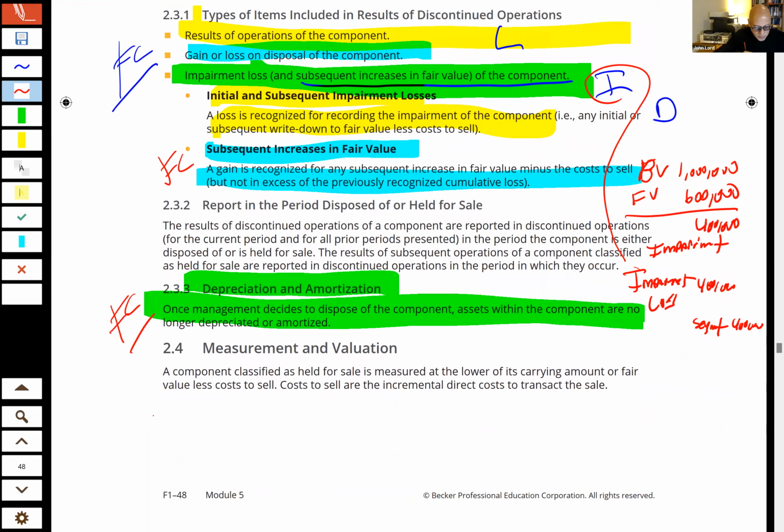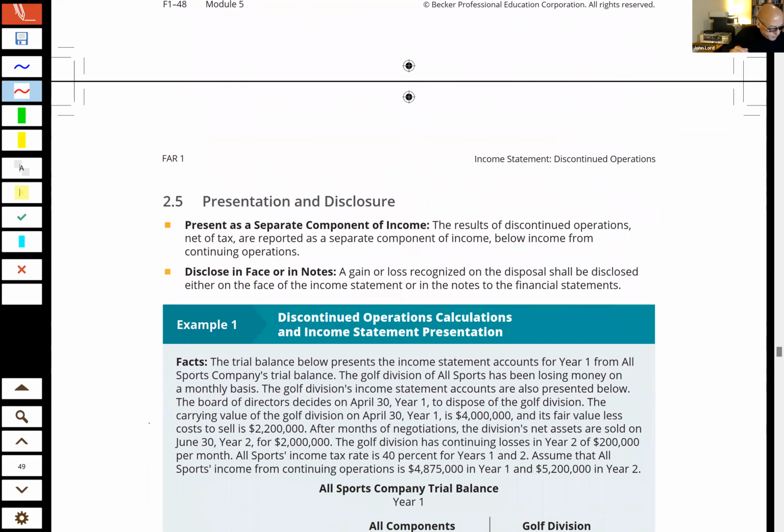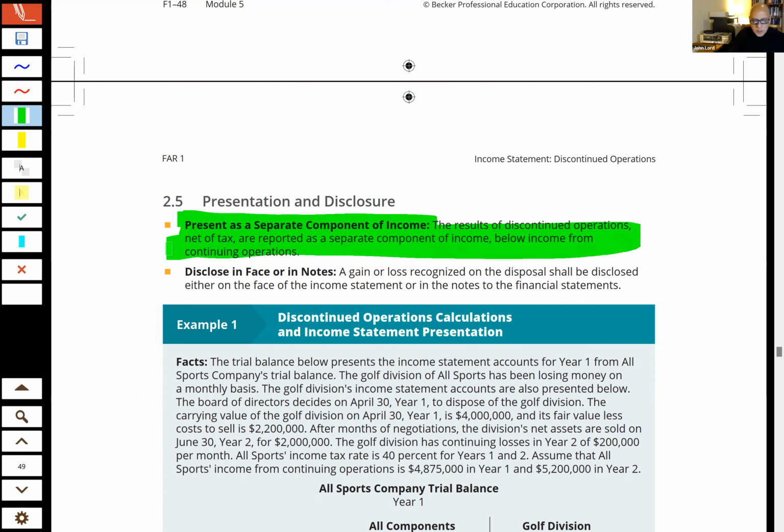Okay, now you come over, and on presentation and disclosure, we say that we present it as a separate component of income. Well, income from continuing operations, which is going to include what? Our operating items, our revenues, our expenses, our non-operating items, our gains, our losses, our interest. That will give us what? Income from continuing operations, a separate section for discontinued operations, and we report everything in there net of tax.